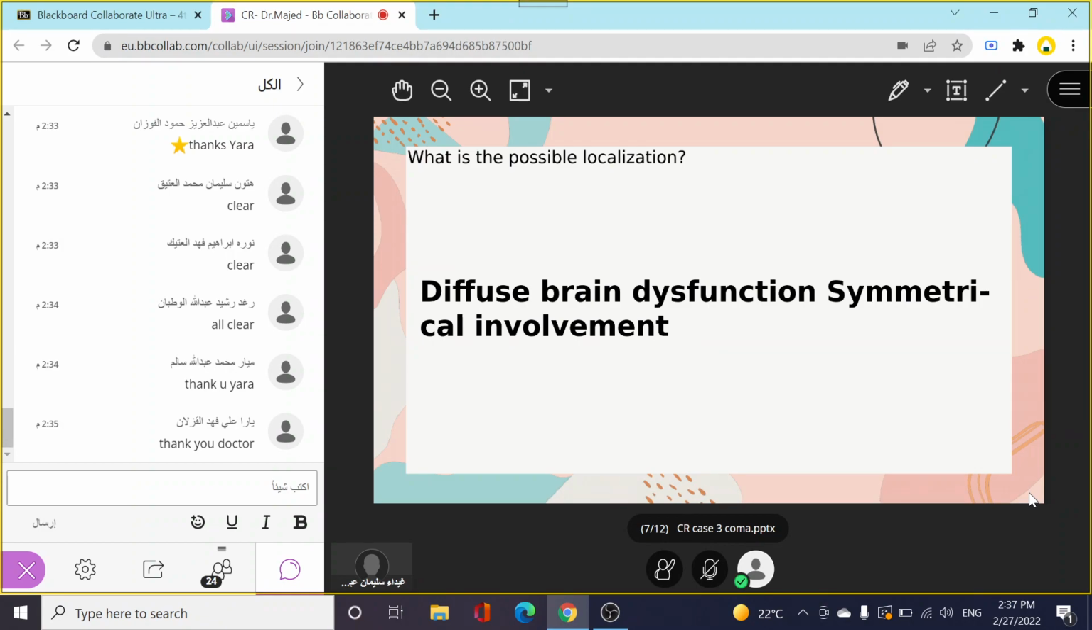What is the possible localization? Since the patient had no asymmetrical presentation and no focal neurological deficit, most likely the patient is having a diffuse brain dysfunction, symmetrical involvement.